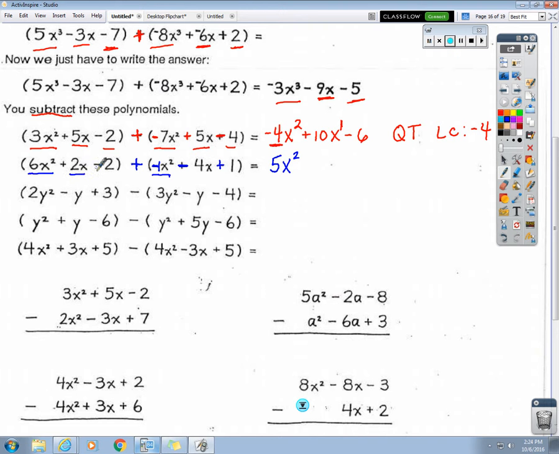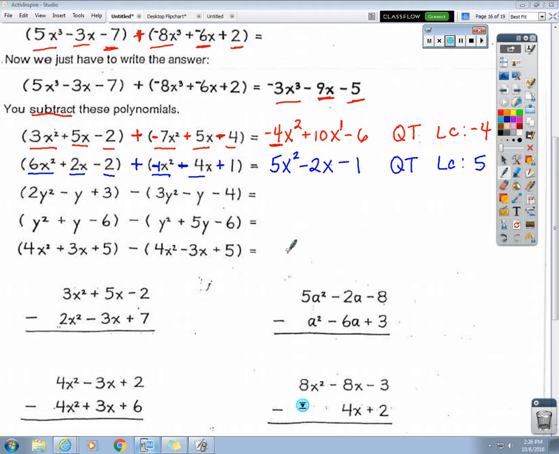Okay, then we have a 2x plus a negative 4x. Negative 2x. And then negative 2 plus 1. Okay, what do we name that one? Right, quadratic because its highest exponent is 2. That's known as quadratic. Trinomial because it has 3 terms. Is it in standard form? Yes, so what's its leading coefficient? 5. Okay, why don't you go ahead and try this next one by yourself before I go over it?